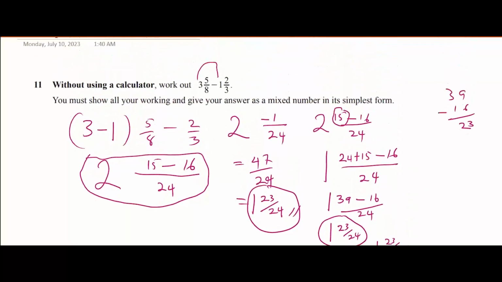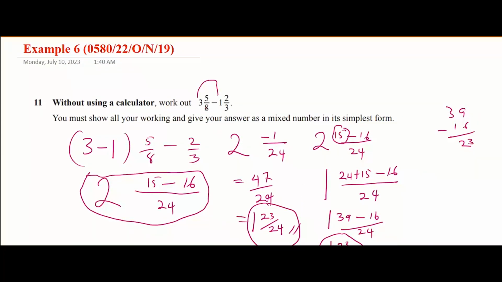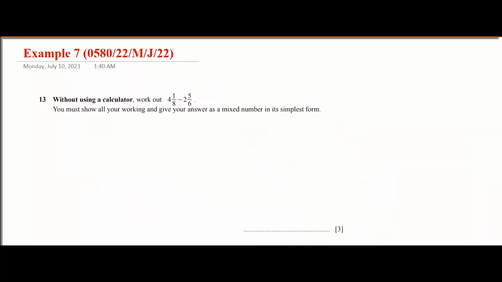So alternatively, if you don't want to do it like this, you can firstly write the two fractions as improper fractions. Then you use any method of your choice. Okay, so the choice is yours. Let's go to the next question. Without using a calculator, work out 4 whole, 1 out of 8, then subtract 2 whole, 5 out of 6.